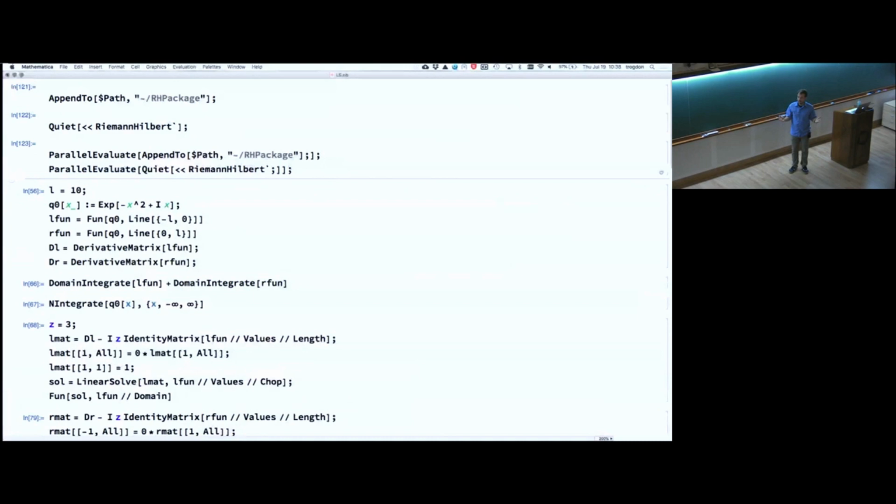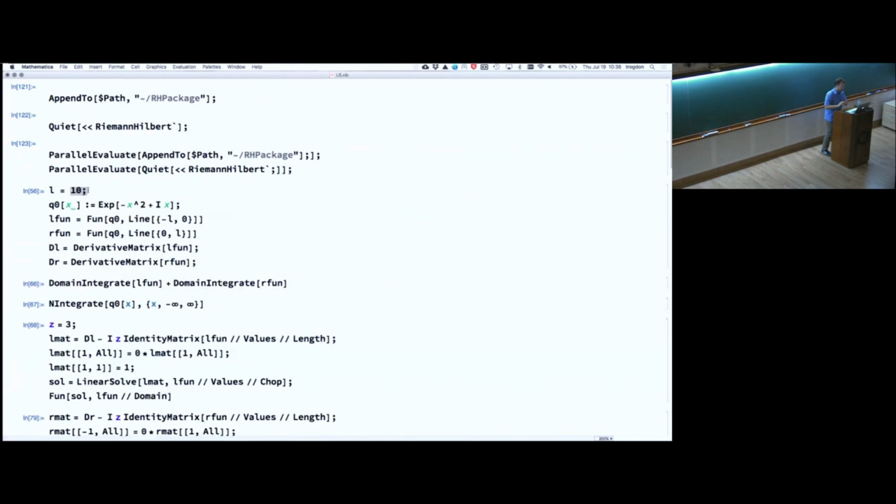Okay, and so the first thing I'm doing here is I'm setting a parameter L. I'm going to solve an ODE from minus infinity in, and an ODE from plus infinity in, but I'm not really going to do that. I'm going to truncate when the right-hand side of that ODE is less than machine precision at each endpoint. You could do it on the infinite interval, but I'm not going to.